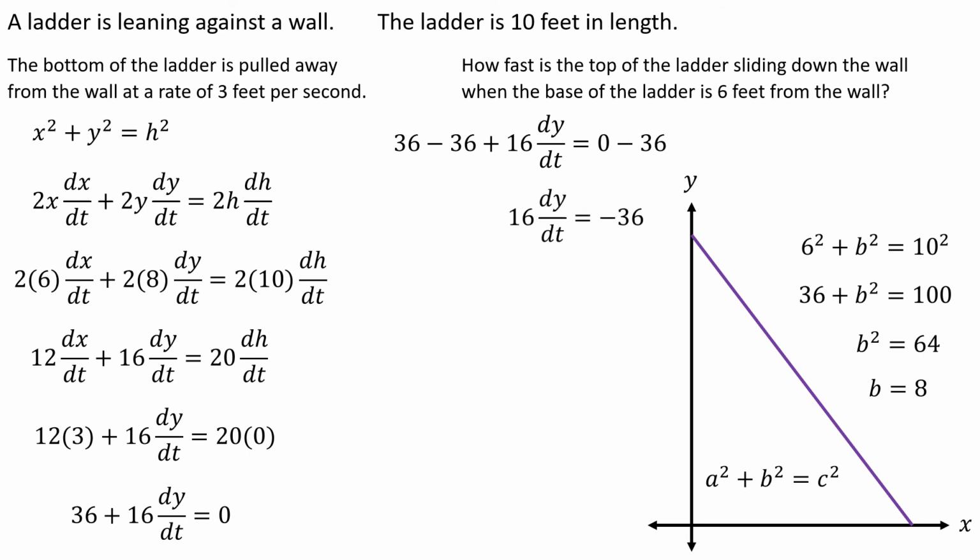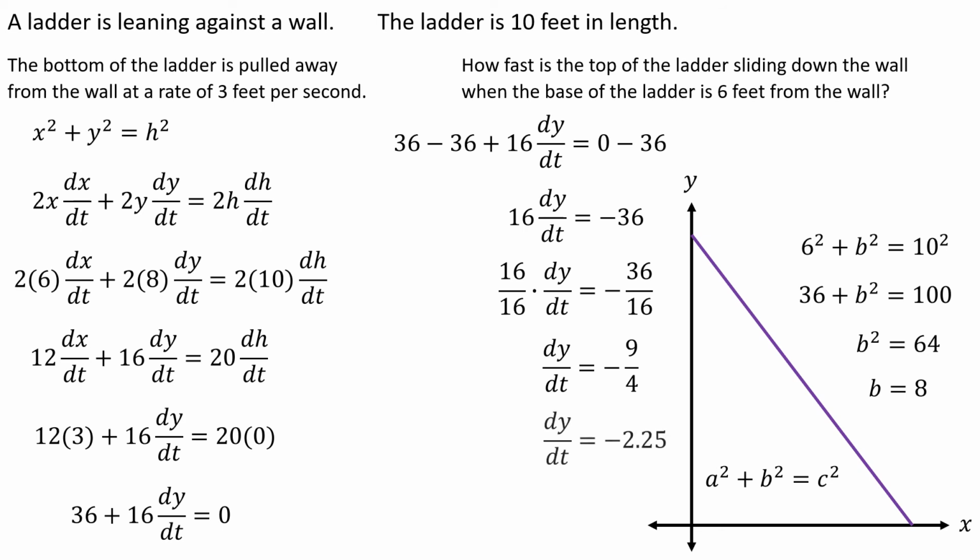So 16 dy/dt equals negative 36. Divide by 16. I can simplify that fraction. Now, the problem is most folks, when we're talking about feet, are not going to expect an answer like 9/4. Like, what do you mean 9/4 of a foot, right? So 2.25 would make a lot more sense. Or if I said 2 1/4 feet, or if I said 2 feet 3 inches, right? But that's what 2.25 means.